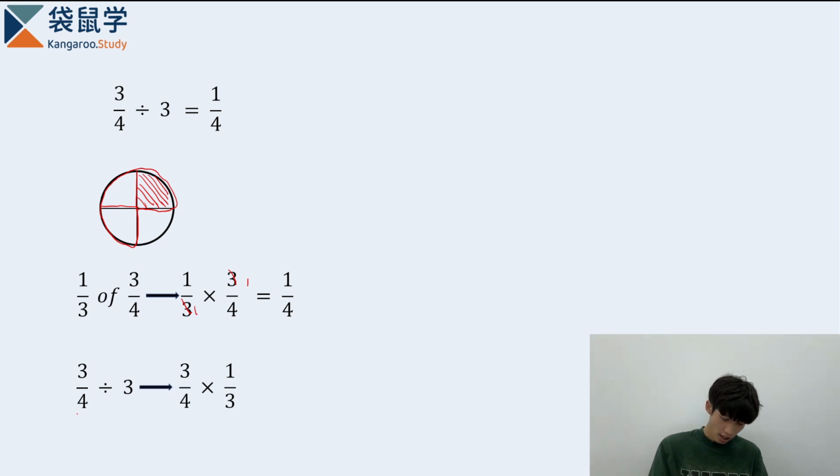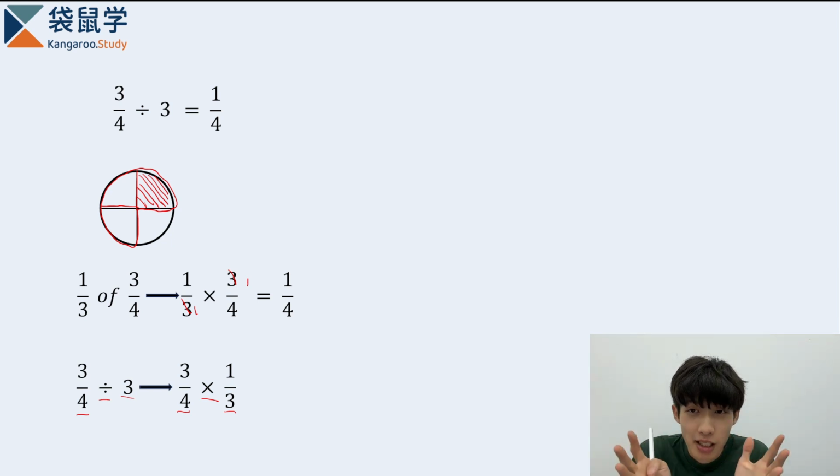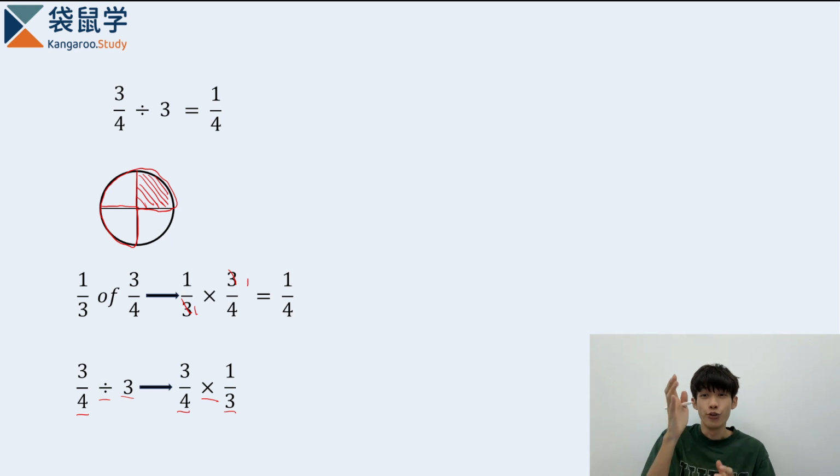Now, 3 over 4 and 3 over 4, what's the relationship? They are the same. How about the division sign? The division sign has been changed to multiplication. And the 3 and 1 over 3, is there any relationship between these two numbers? If we multiply them together, the product is just 1. So we call these reciprocals. Now 1 over 3 is the reciprocal of 3.